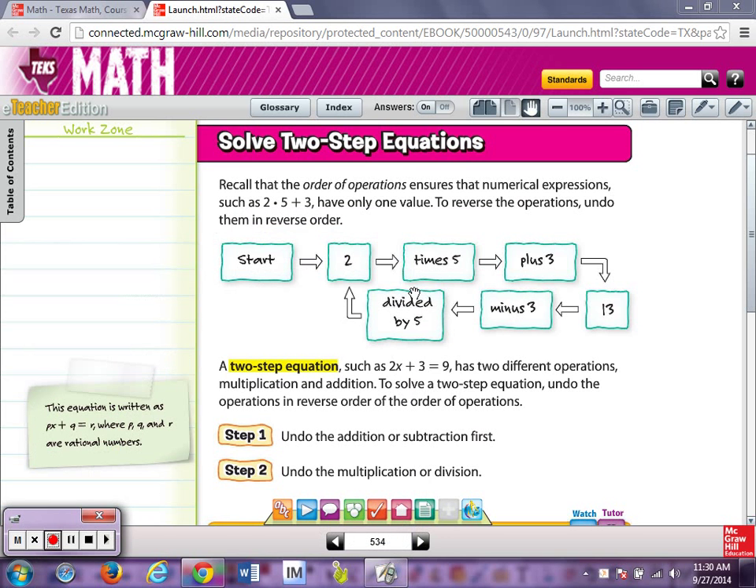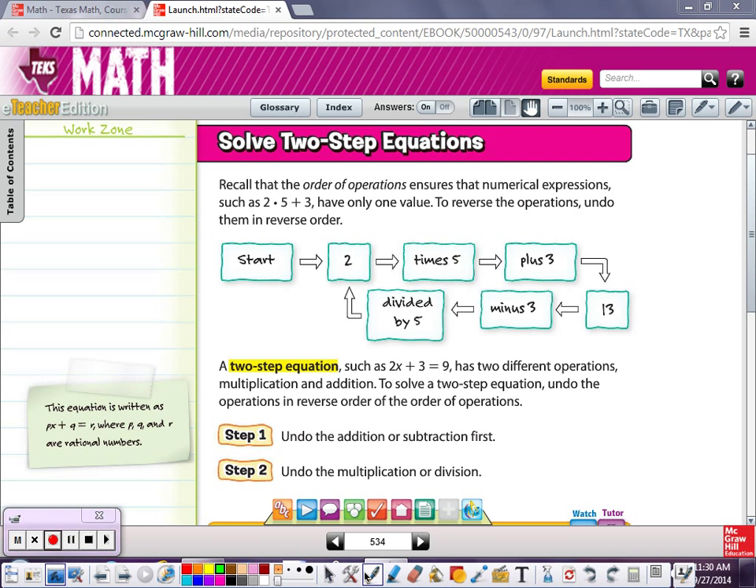Hello class, this is the lesson on Chapter 7, Lesson 4, and today we're going to be talking about solving two-step equations. On page 534 is where we're going to begin, and we have a really brief review. First of all, one of the big ideas you're going to have to remember is the idea of the order of operations, otherwise known to most students as PEMDAS.